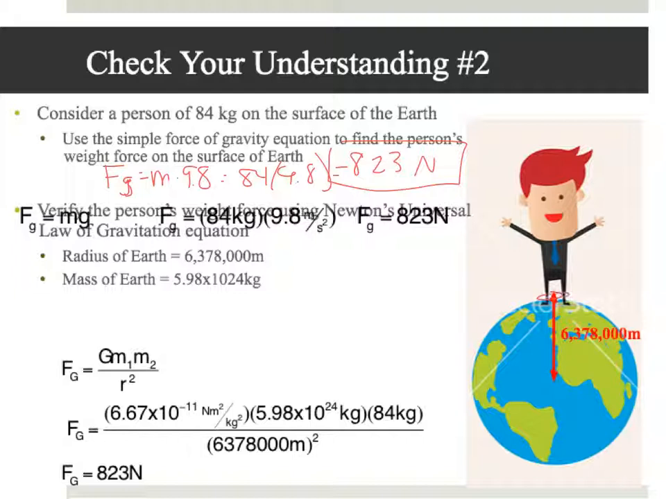And what we want to do is use the distance between them and the center of the Earth, which is 6,378,000 meters. And the mass of the Earth, which is 5.98 times 10 to the 24th kilograms, not times 1,024, 10 to the 24th kilograms. So let's go ahead and try that.